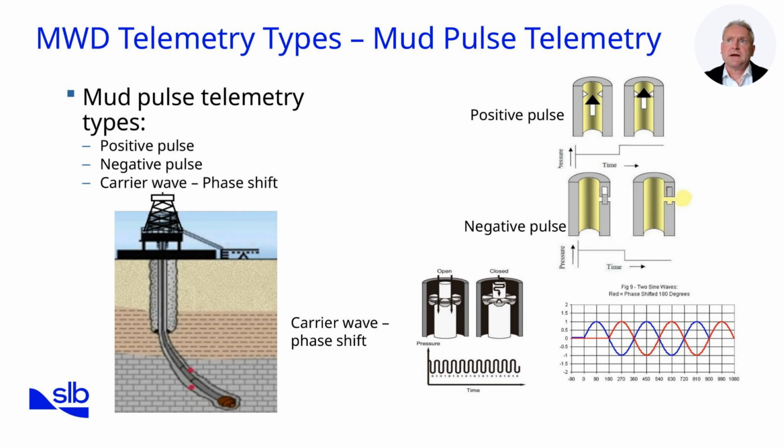Each method has unique advantages. Positive pulse is robust and widely used. Negative pulse minimizes flow disruptions, and carrier wave offers higher transmission speeds. However, mud pulse overall has limitations, particularly in terms of bandwidth, typically less than 12 bits per second. For this reason, it's best suited for transmitting essential drilling and directional data rather than complex formation evaluation. Despite these limits, mud pulse remains the dominant telemetry method worldwide due to its reliability and adaptability.